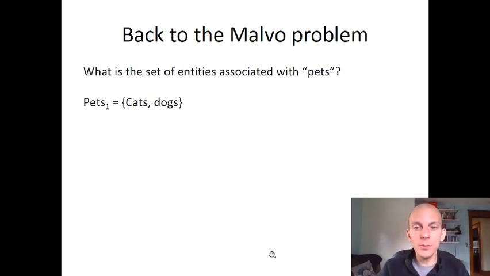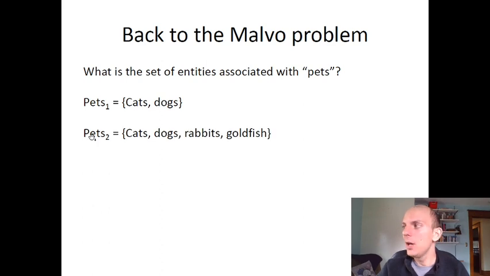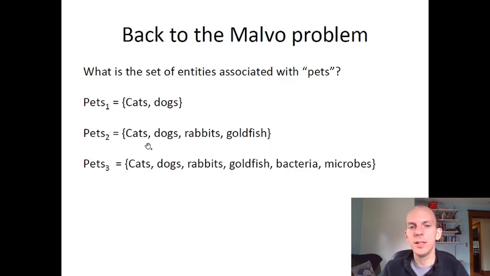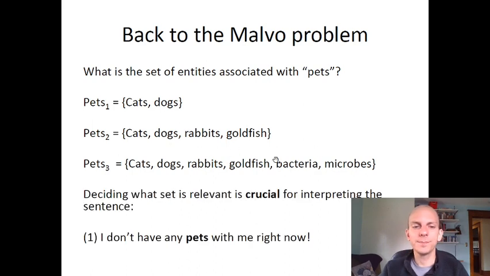Returning to a set theory viewpoint of this question of different interpretations and fuzzy boundaries, we can look at pets, right, in the Malvo problem here. Different interpretations of the word pets can entail different sets. So here we could call this pets definition number 1, pets set number 1, which includes cats and dogs, but we could also have another interpretation of pets, which includes cats, dogs, rabbits, and goldfish. Another one that includes cats, dogs, rabbits, goldfish, bacteria, and microbes, right?